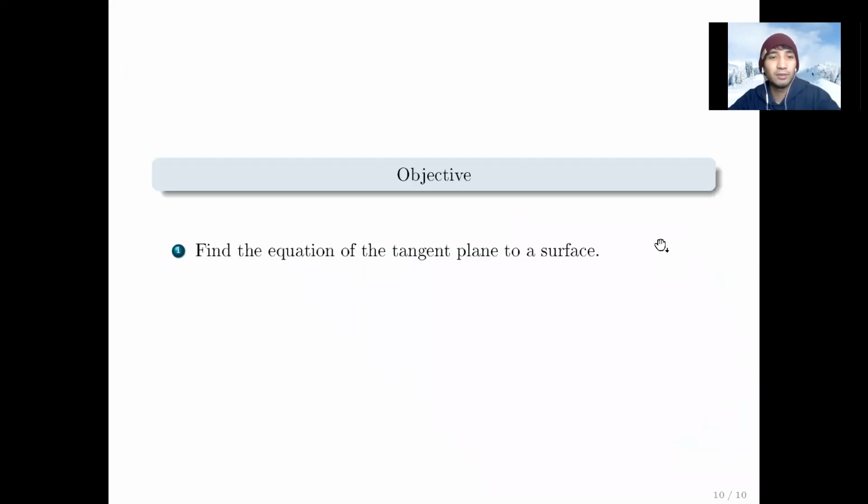So, in this video, we defined what the tangent plane is. And we also found its equation.